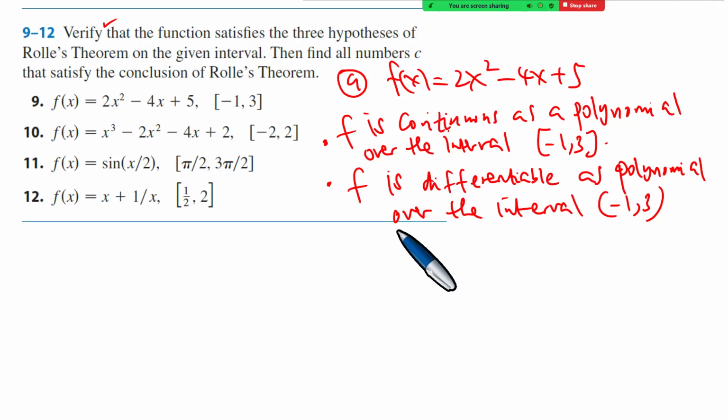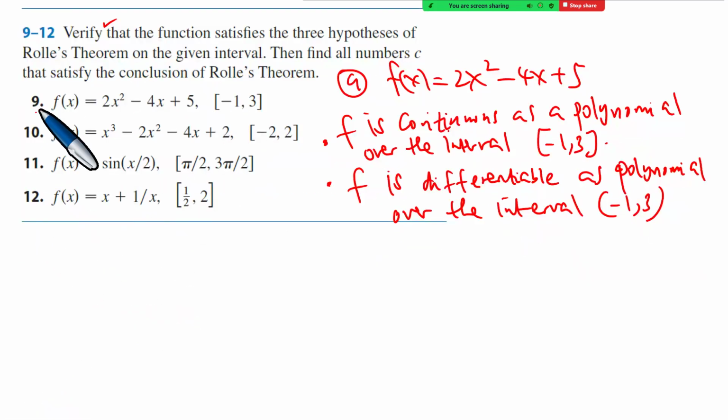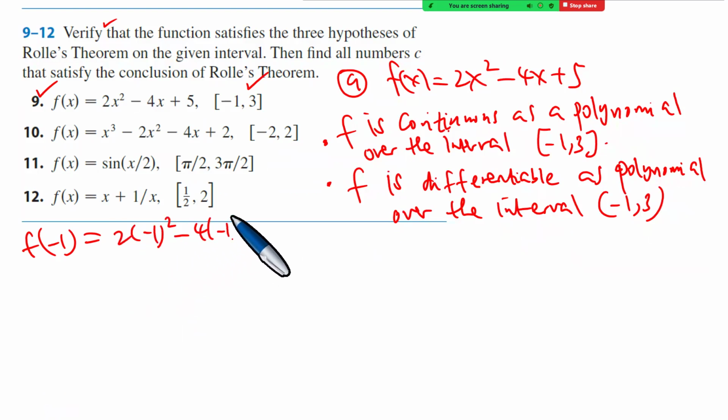Okay, what is then the third condition of Rolle's theorem? The third condition is that f of a must be equal to f of b. So in other words, we are doing number 9, we're going to check f of minus 1 must be equal to f of 3. f of minus 1 is 2 times minus 1 squared minus 4 times minus 1 plus 5, which is exactly 2 plus 4 plus 5. Okay, let us check exactly what happens here. This here is 2 plus 4, which is a 6. You add 5, you have 11.